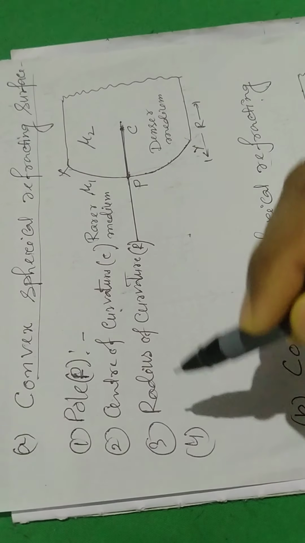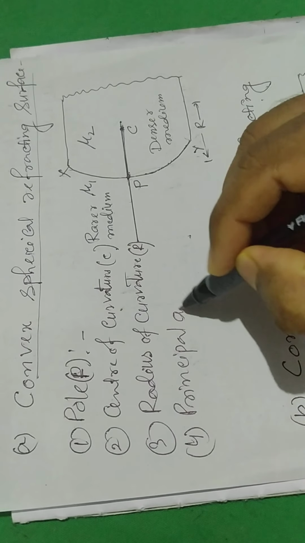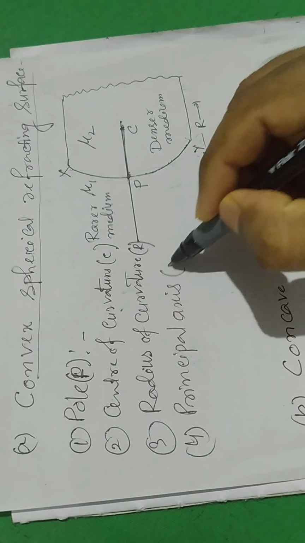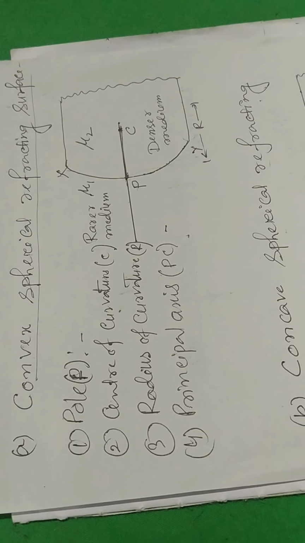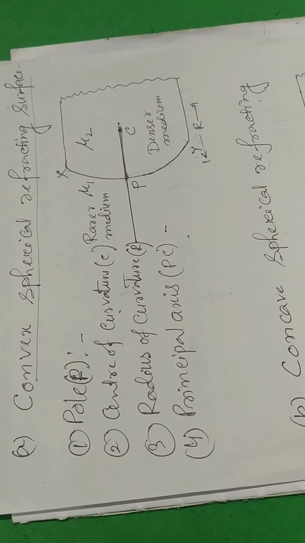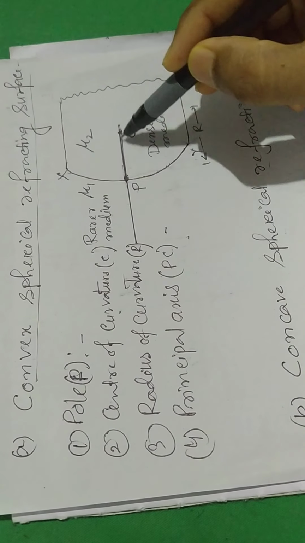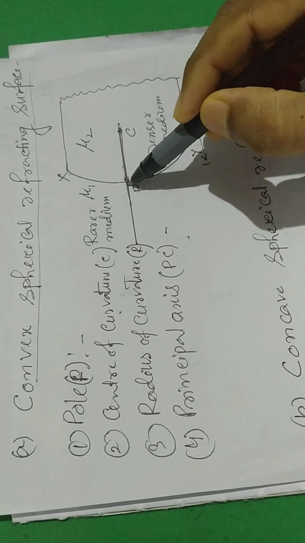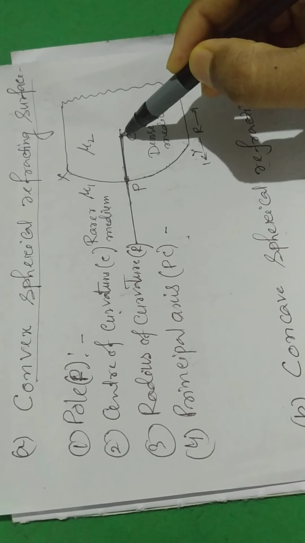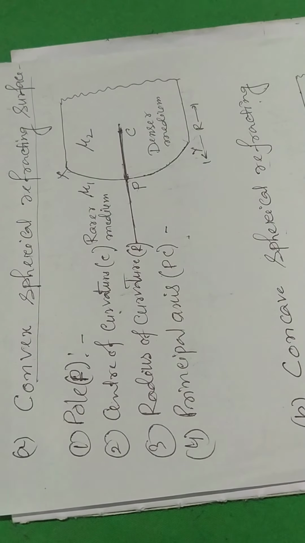Number 4, principal axis. A line joining the pole and the center of curvature of the spherical refracting surface is called principal axis. You see the diagram. PC is the distance or this is the line joining the pole and the center of curvature. So this line is called principal axis.